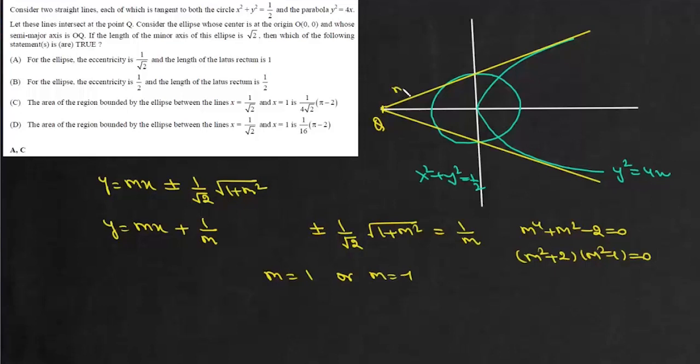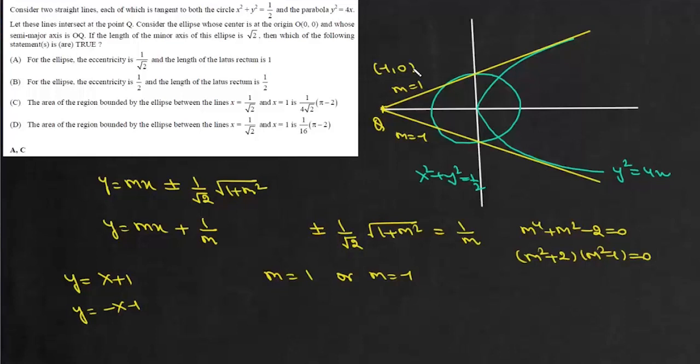So we have two lines, one with slope 1 and the other with slope minus 1. Now we put m as 1, and we get the equation of the tangent as y equals x plus 1, and the equation of the other tangent is y equals minus x minus 1. Now they'll intersect at minus 1 comma 0. So the coordinate of this point Q is minus 1 comma 0.